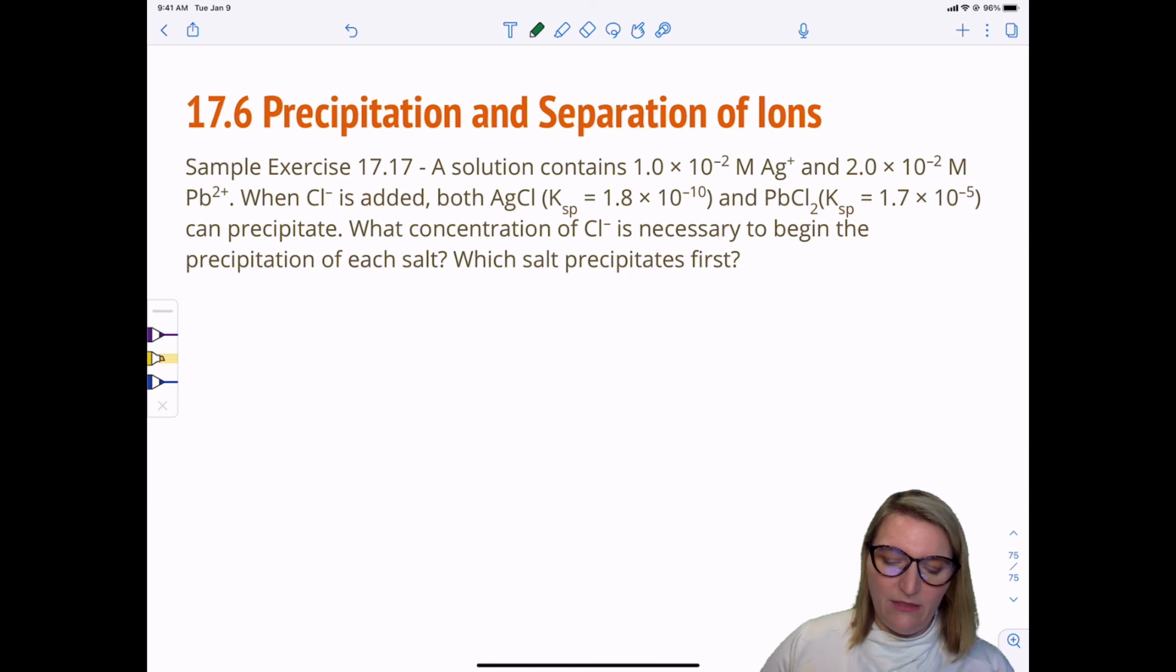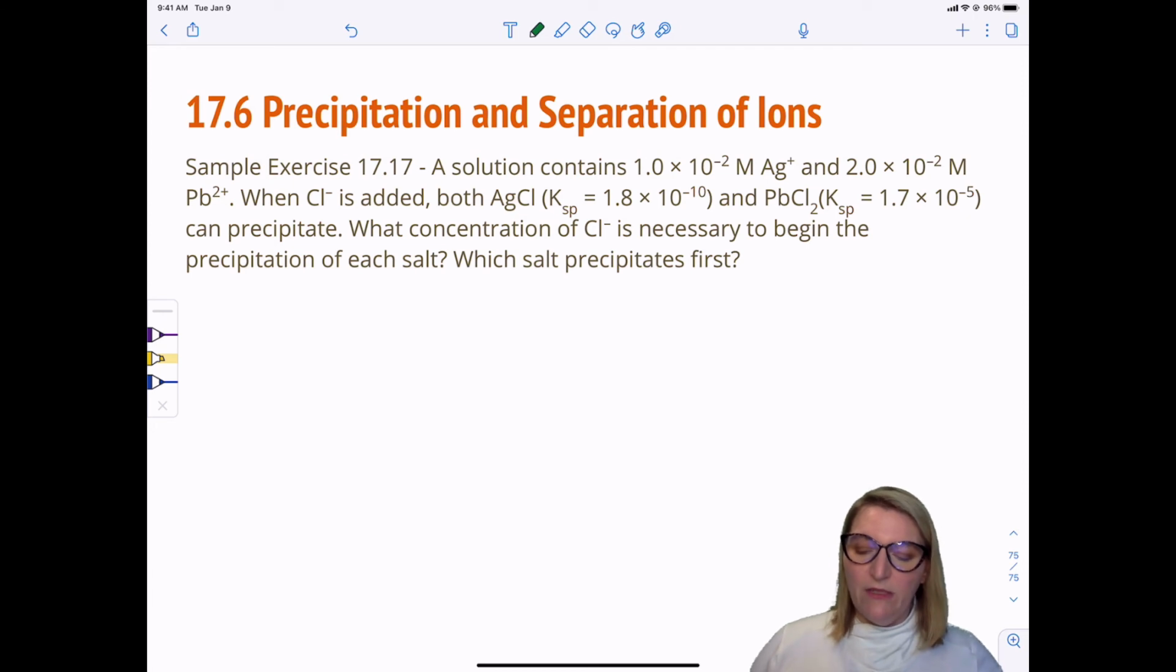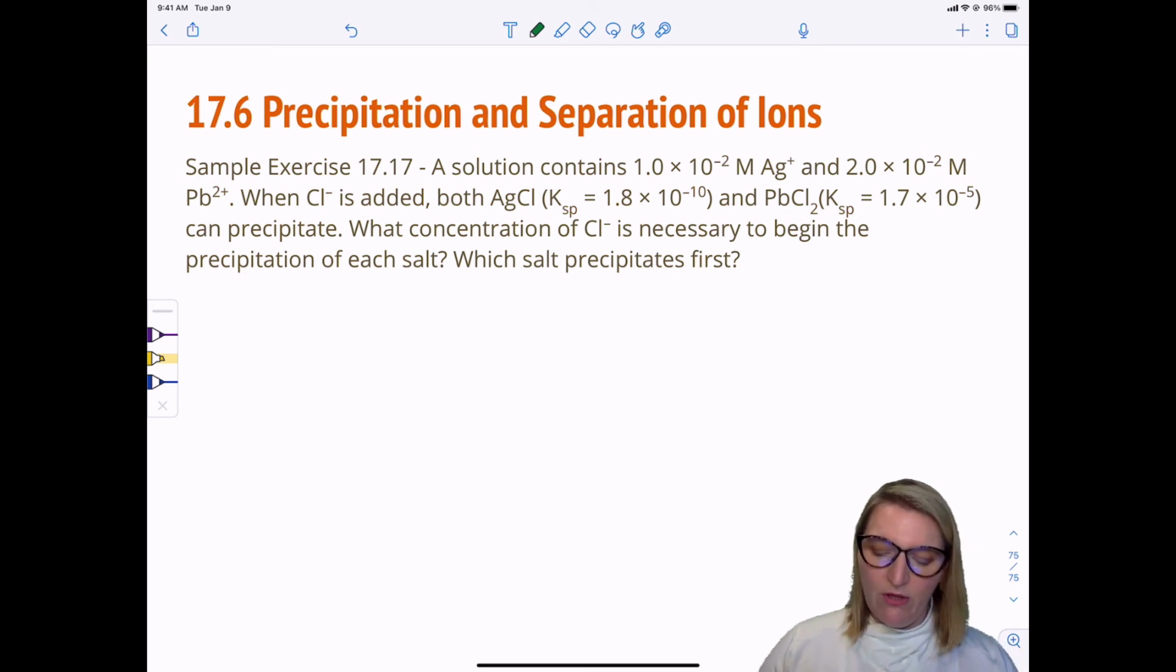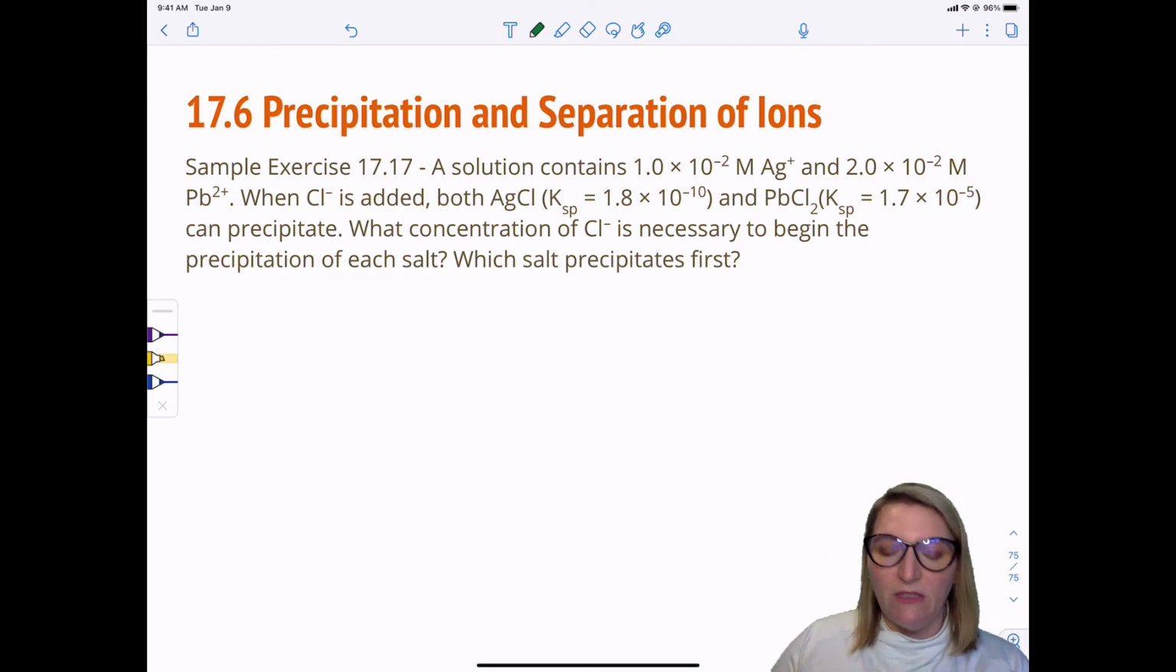So this is a typical question for this. 17.17, a solution contains 1 times 10 to negative 2 molar silver ion and 2 times 10 to negative 2 molar lead. When chloride is added, they both can precipitate. What concentration of chloride is necessary to begin the precipitation, and which salt precipitates first?